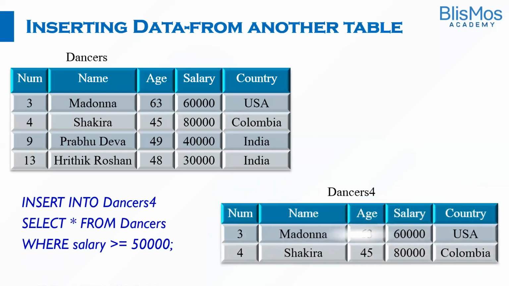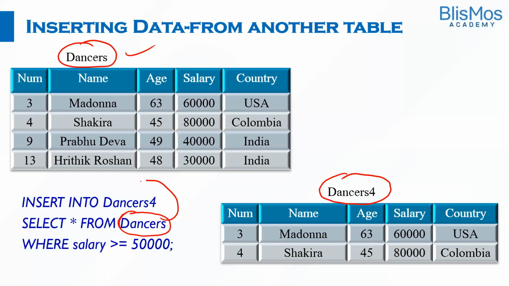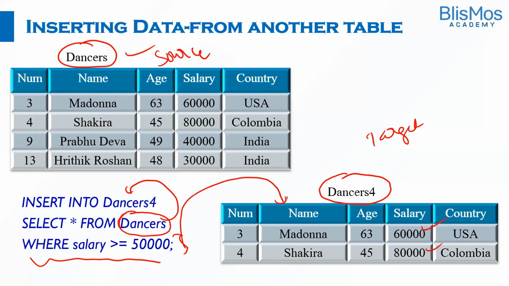In this case, if you see, we have a table called dancers. What we are doing is we have created one more table called dancers4, and we are choosing some of the records from dancers and loading them into dancers4 based on this condition. So we are loading all the columns from the source table into the target table based on a condition. The condition here is salary should be greater than or equal to 50,000. You can see only these two records have qualified those conditions and they are inserted into dancers4.